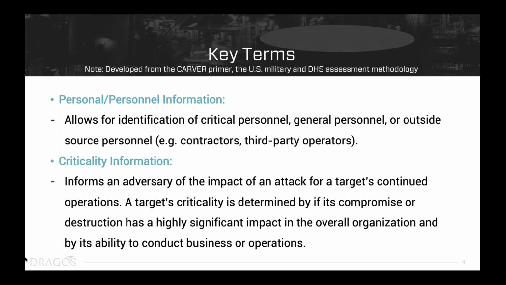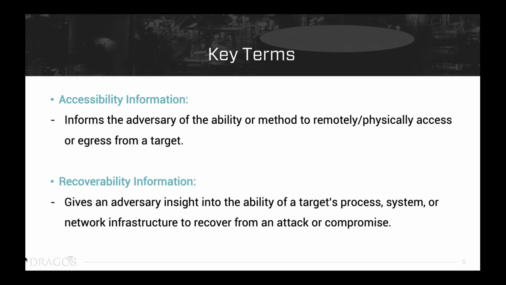Criticality information refers to informing an adversary of the impact of an attack for a target's continued operations. A target's criticality is determined by whether its compromise or destruction has a highly significant impact on the overall organization and its ability to conduct business operations. So effectively, for the asset that an adversary might be targeting, how critical is it to the operation of a business? You can think of items, for instance, like the crown jewels of an organization. That's going to vary depending on who or what the organization is. But effectively, what are the most critical components of my organization that would be interesting for an adversary?